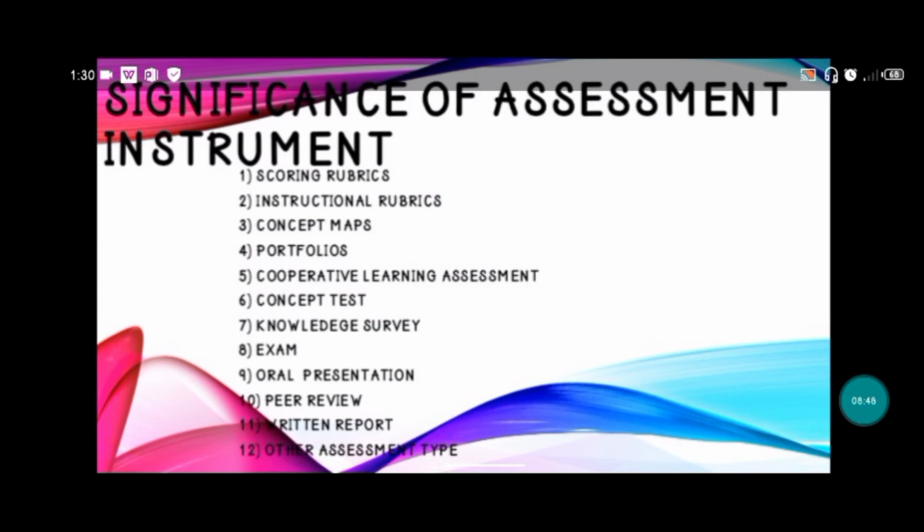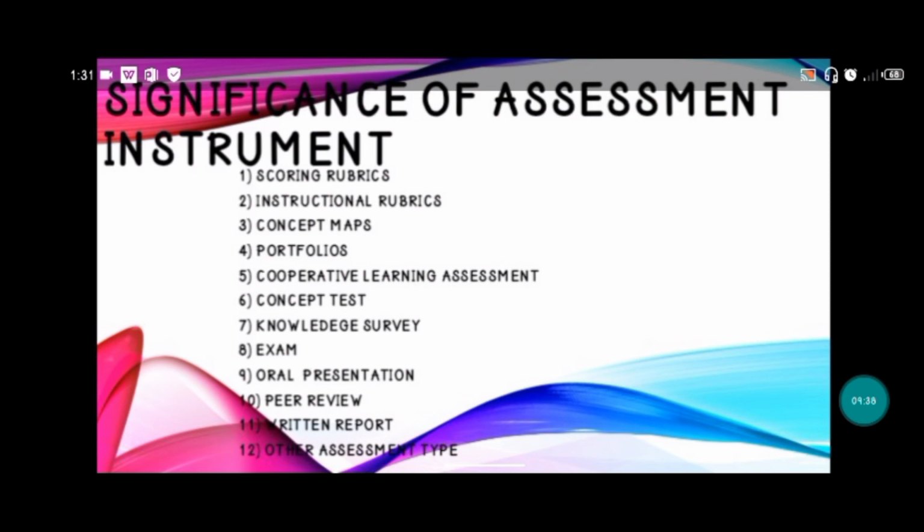So next is concept maps. So this would assist students in seeing the big picture. Next is portfolios. So this would develop in the students the valuing of documents, so it will enhance learning and improve their metacognition ability. Then cooperative learning assessment. So this contains strategies that encourage peer-to-peer learning, individual and group grading. Number 6 is concept test. Like conceptual multiple choice question is useful in large classes.